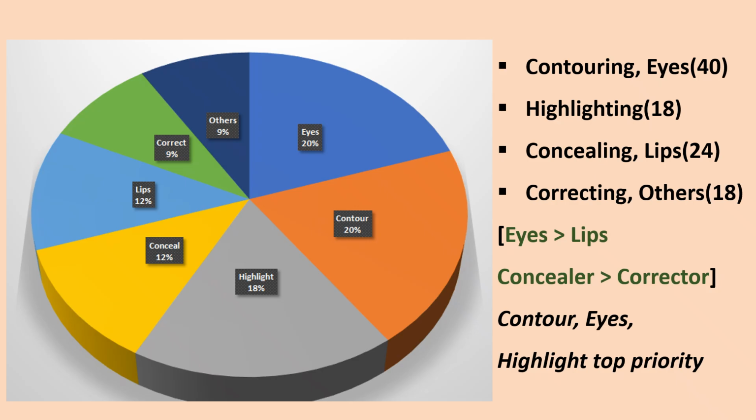And one caution, never apply corrector after foundation. Corrector always before foundation, concealer always after foundation. The order, first corrector, then foundation, then concealer. This order, don't miss out on that. Don't apply corrector after foundation.